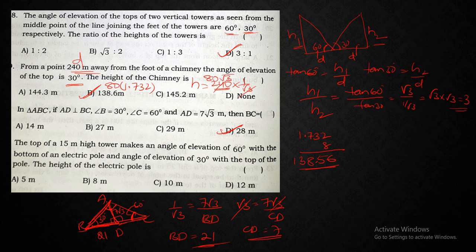Next, the top of a 15 meter high. So the height is given, makes an angle of 60 degrees with the bottom of the electric pole.